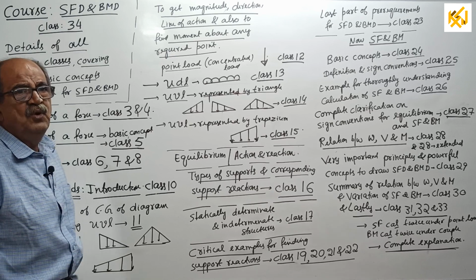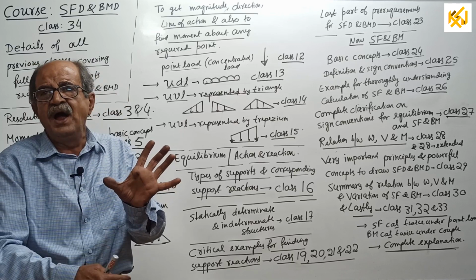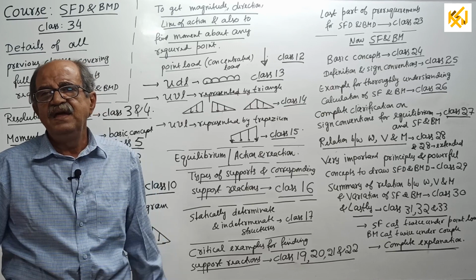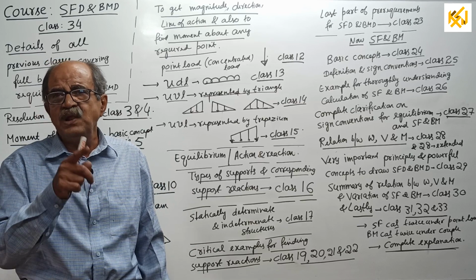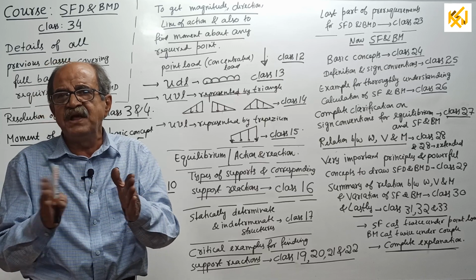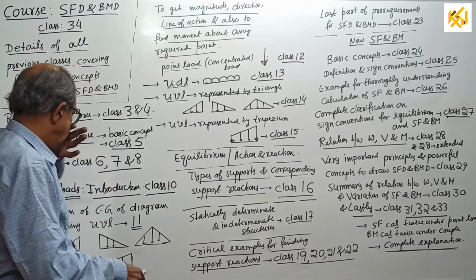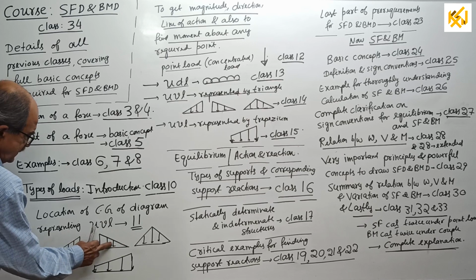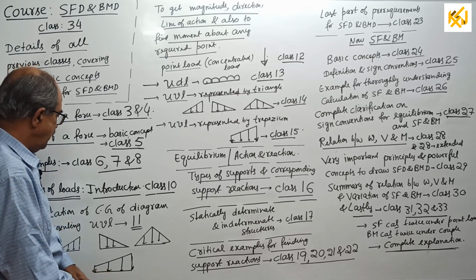Then, if it is UDL, the resultant will pass through the midpoint of the loaded length considered. This I already told so many times. But for UVL, represented by a triangle or trapezium, the resultant will pass through the CG of the load diagram representing the load. For whatever length of load you consider, for that length only, where is the CG? Doubt will come. The location of CG for a diagram representing UVL, either this type of triangle load or trapezium, is covered in class number 11.